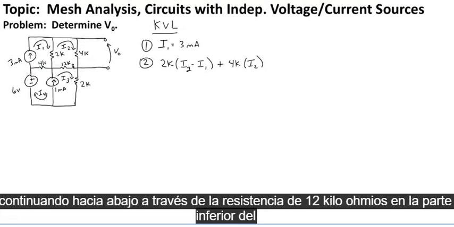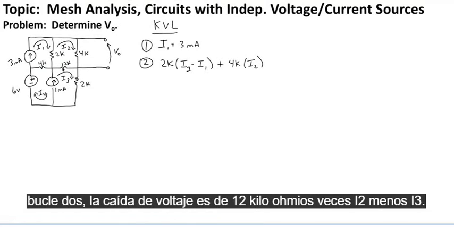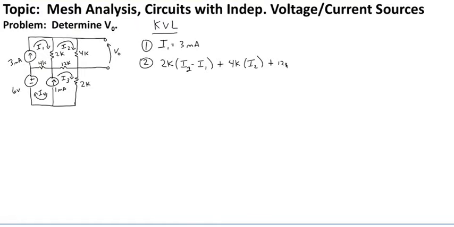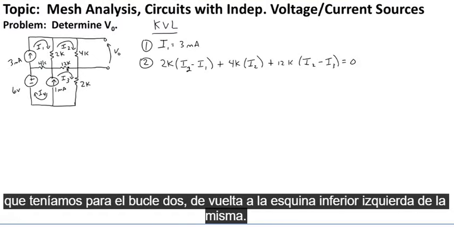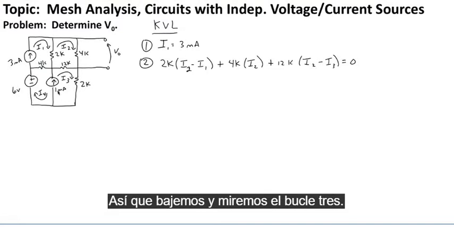And continuing down through the 12 kilo ohm resistor at the bottom of loop 2, the voltage drop is 12 kilo ohms times I2 minus I3. And that's our last voltage drop before we get back to our starting point in our loop that we had for loop 2, back to the lower left-hand corner of it. So let's go down and look at loop 3.